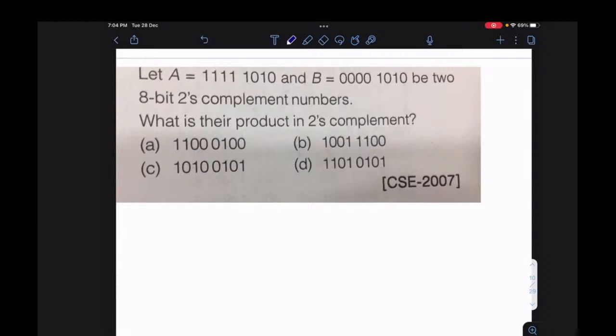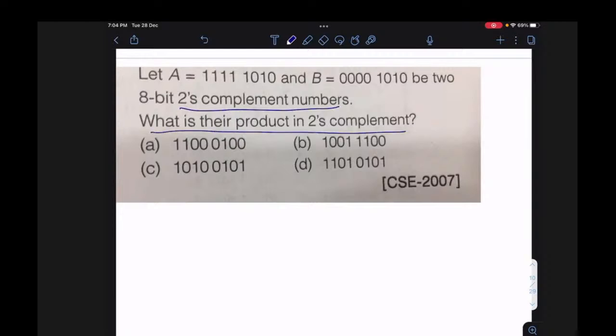All of you try to answer. Let A be a number and B be a number, both 2's complement numbers. What is their product in 2's complement form? So A is a number and B is a number. They are in 2's complement form. What is their product in 2's complement? How do you answer it?